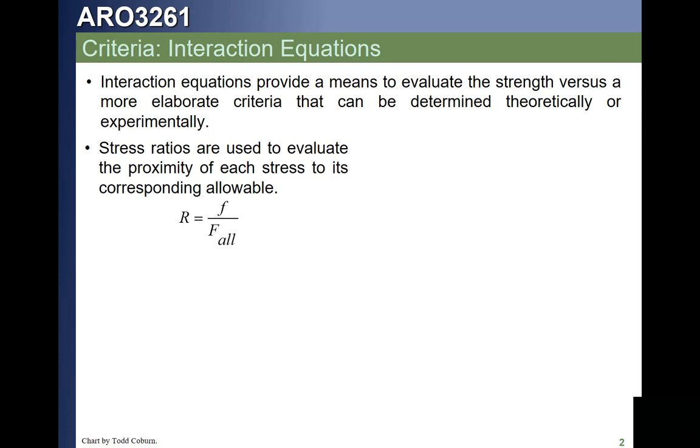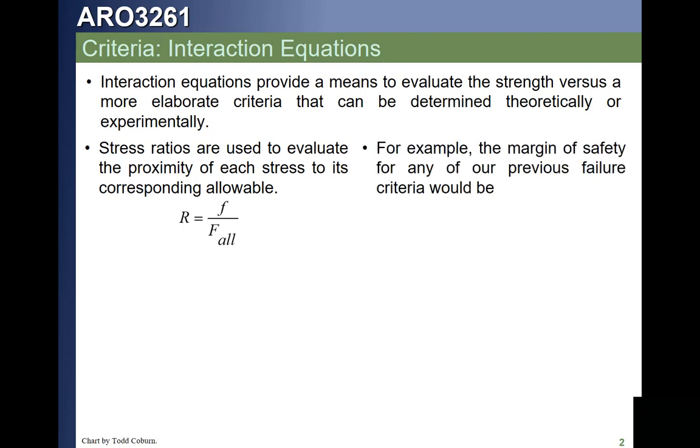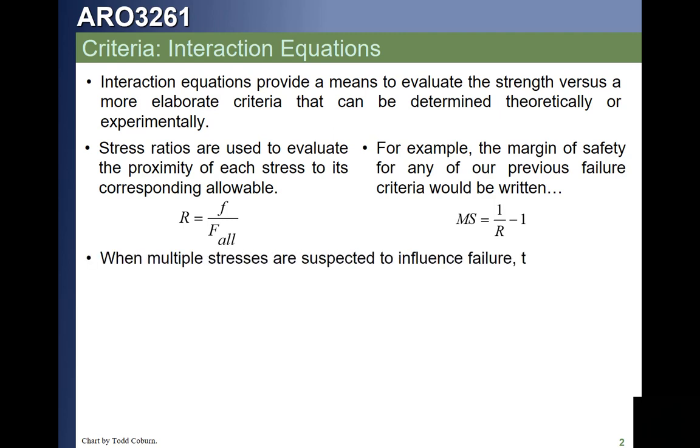When we use stress ratios, we're going to use a slightly different but similar approach where basically we're going to take the applied stress, shown as F in this case, and compare it to the allowable stress, which we're calling capital F allowable. That's called a stress ratio, and it's generally given the symbol R. If we have one loading, the margin of safety would just be 1 over the stress ratio minus 1. If we have multiple stresses, we have to find the interaction equation and the margin of safety equation.